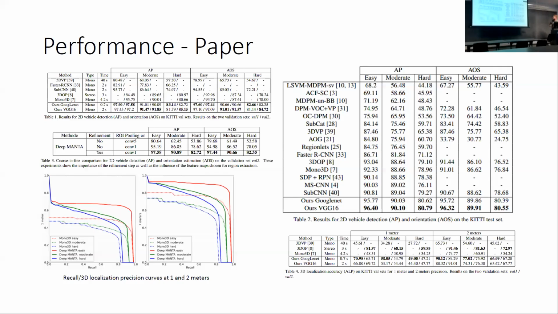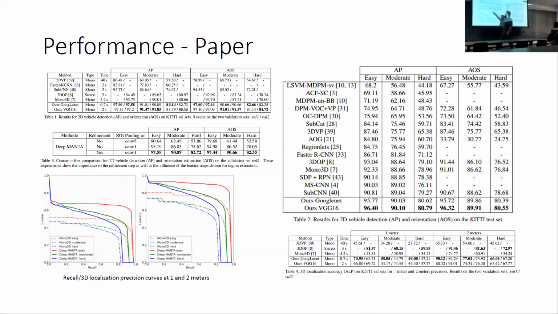General performance. A lot of graphs in here. Hopefully they're visible. Table 1 is 2D vehicle detection and orientation on the KITTI validation sets. They did very well with GoogleNet and with VGG16. They beat Faster R-CNN, SubCNN, Mono3D, all of these other ones that I don't know about. And results for 2D vehicle detection on the KITTI test set, they did better with VGG16. So that's the one that they chose.